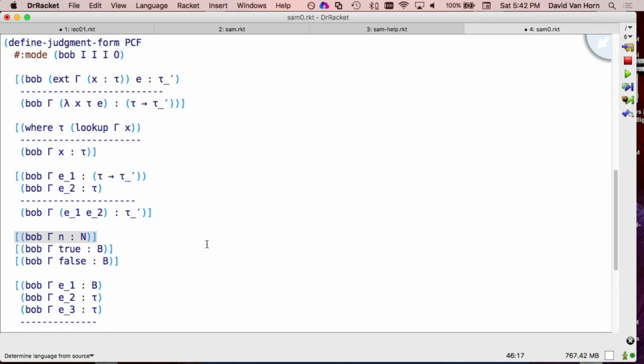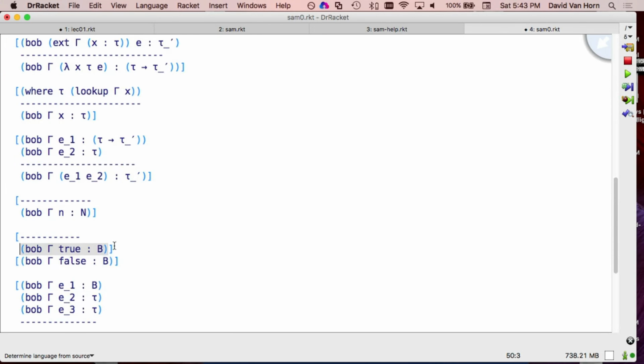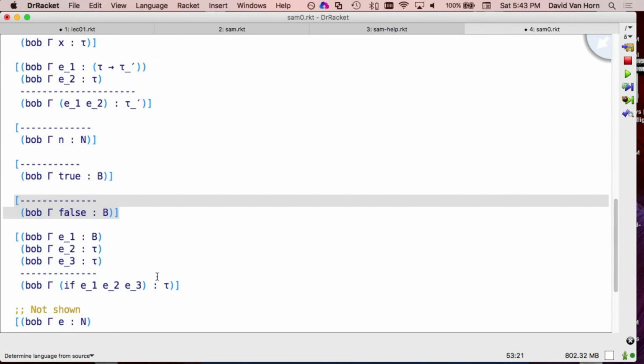A literal number has the type nat. So notice there's no. If we wanted to make it look more like the other rules, I should have done this. Right? We can write this overline with nothing above it. There's no preconditions. A number always has the type nat, and the same is true here with the Booleans. It doesn't matter how many of these you do. Okay, so these are just the typing axioms.